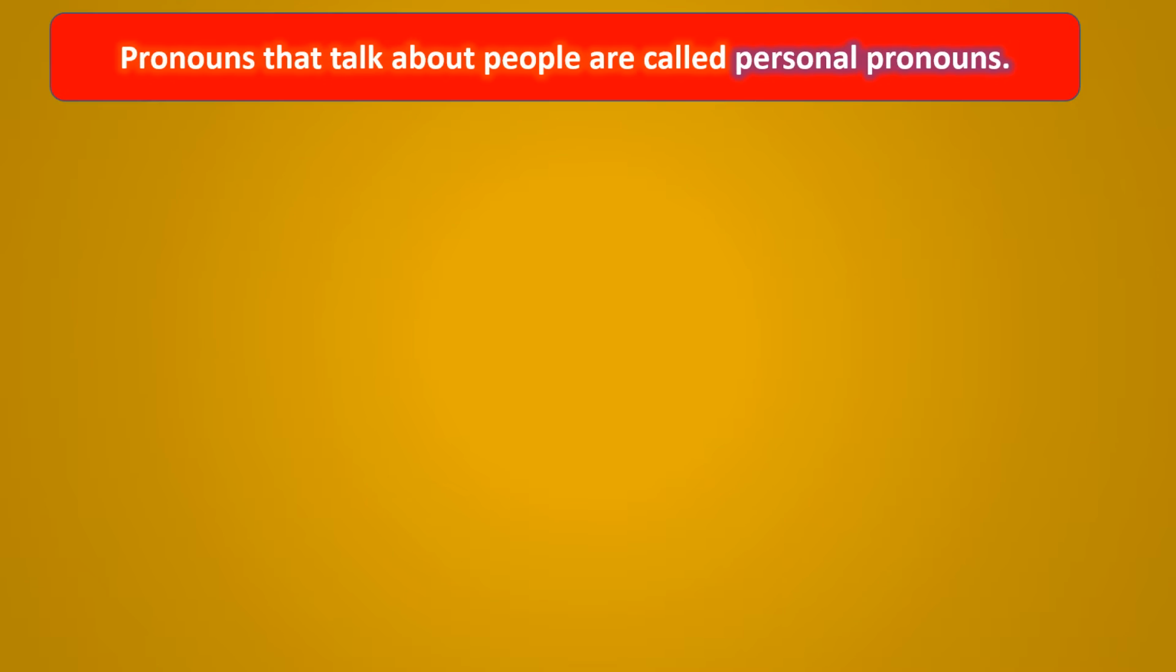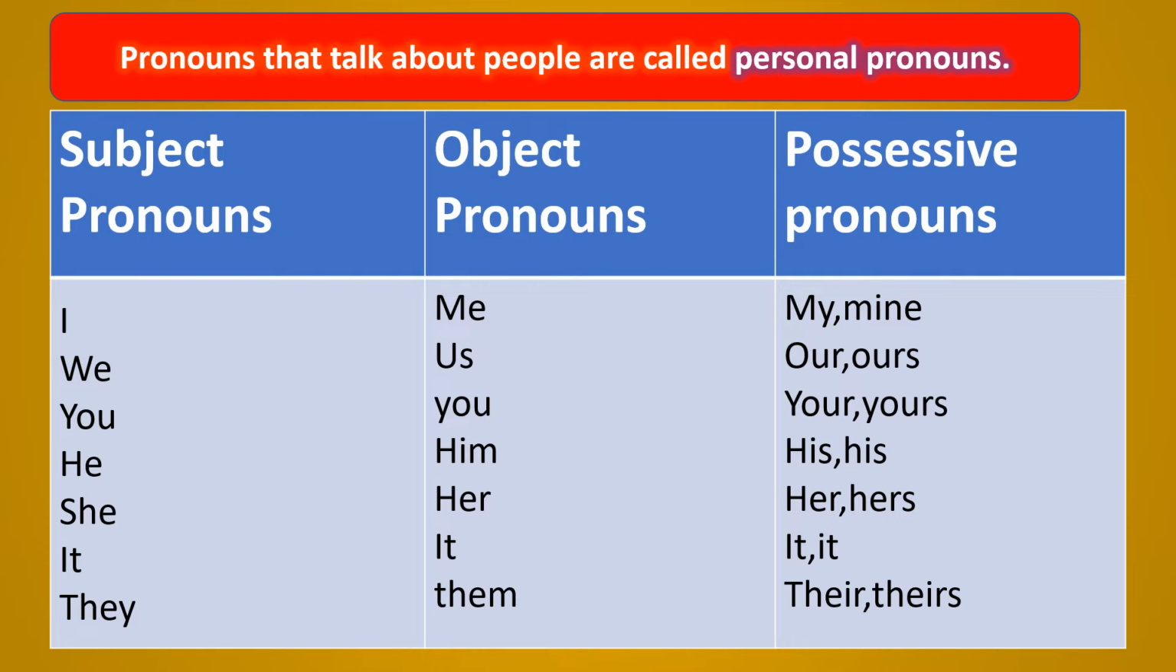Let's see the personal pronouns. What are personal pronouns? The pronouns that talk about people or things are called personal pronouns. These personal pronouns are categorized into three categories. What are they? Subject pronouns, object pronouns, possessive pronouns. These three categories come under personal pronouns.